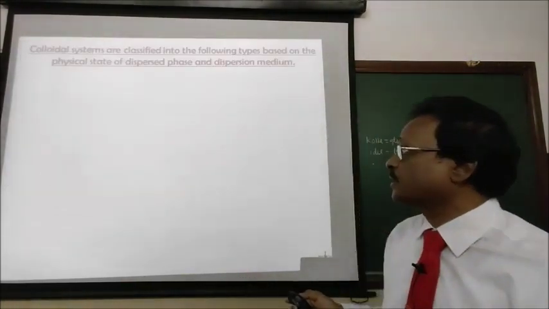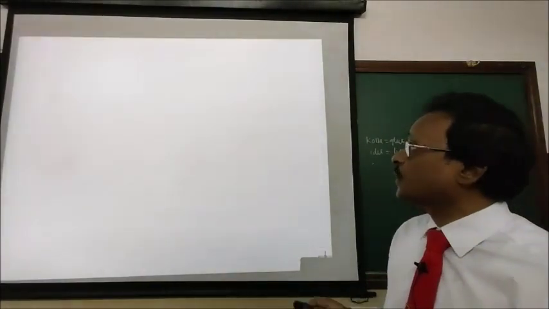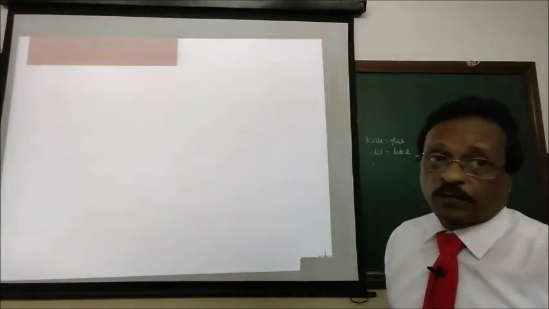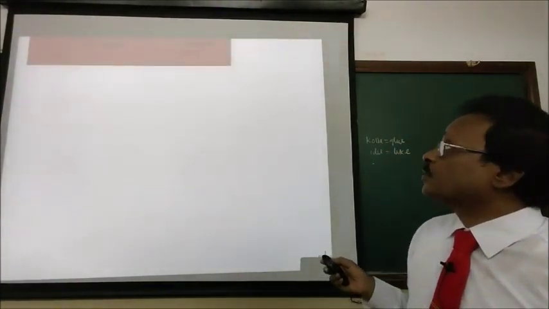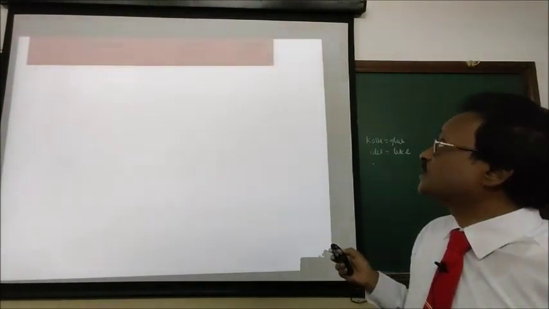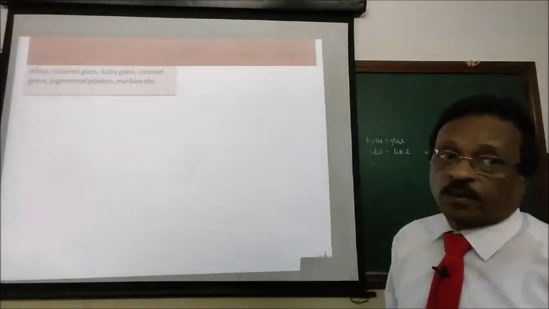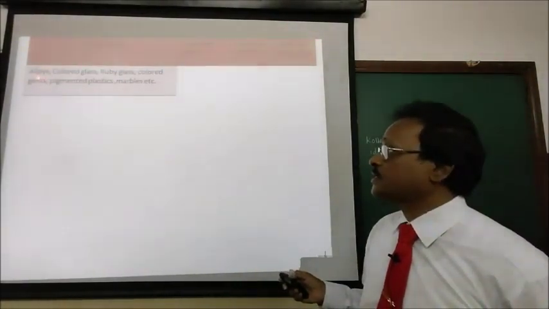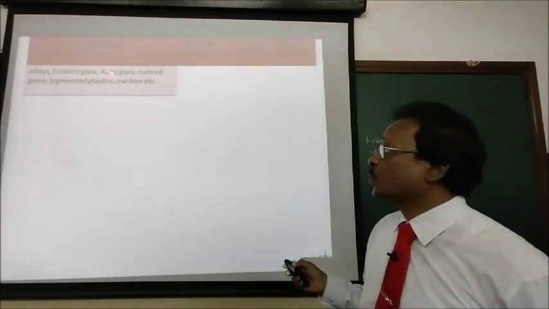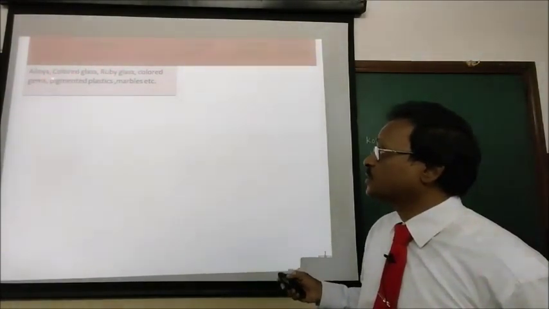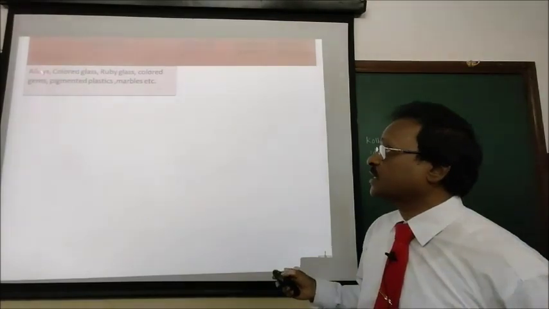First I will give the examples. You have to mention the dispersed phase, then the dispersion medium, then the name of the system. I will help you. Look at the example. I give the examples: alloys, colored glass, ruby glass, colored gems, pigmented plastics. Take alloys as an example.